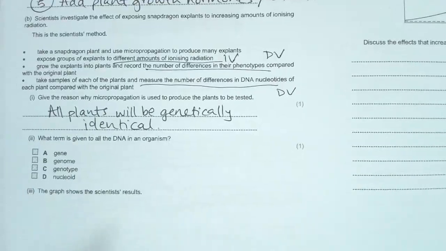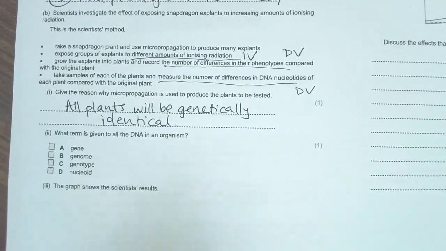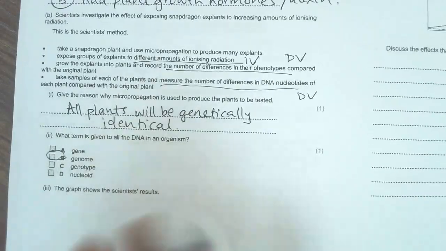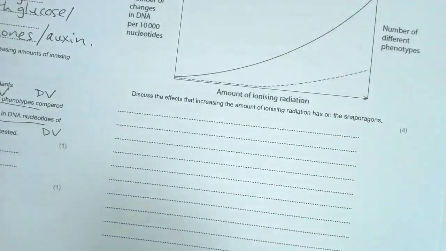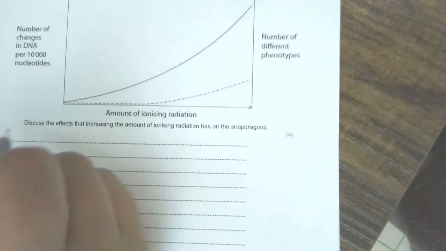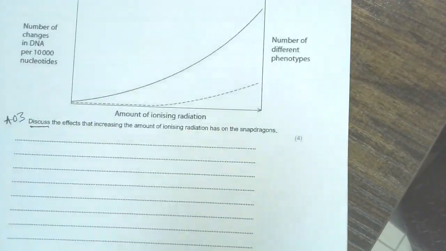Okay, what term is given to all the DNA in an organism? I shouldn't even have to tell you this. Okay, it is genome. And now we've got a graph. We love a graph, don't we? This is an AO3 question. Straight away, I'm seeing the word discuss and a graph.